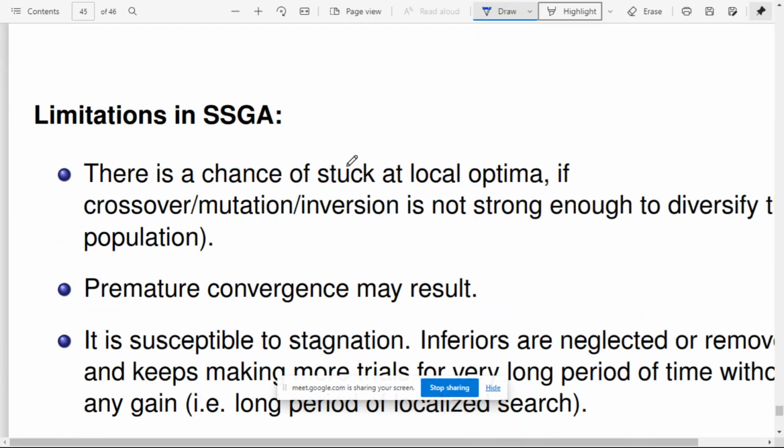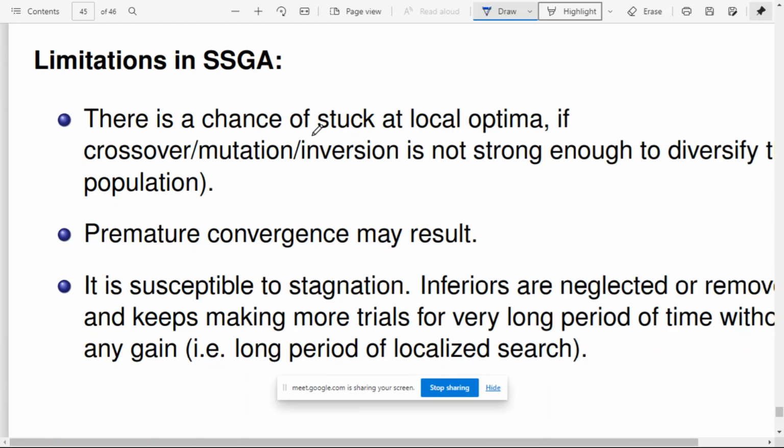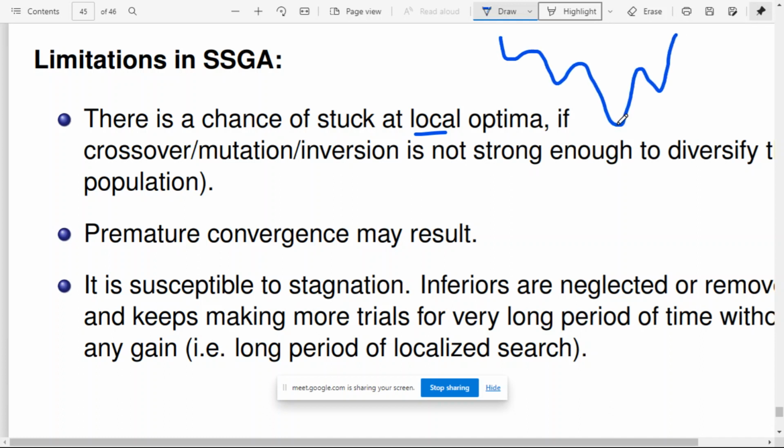There are some limitations. There is a chance that this algorithm may get stuck in local optima. In the last class we discussed what is meant by local optima. Local optima can be either local maxima or local minima. In this graph, if you see, this is the global minima, which is the global optimum solution, whereas this is a local minima.